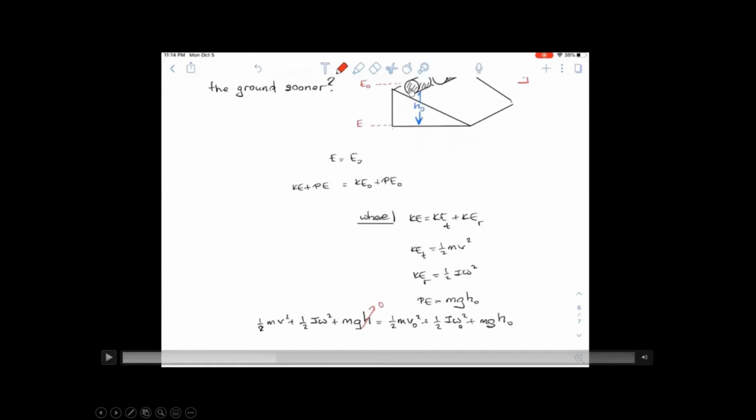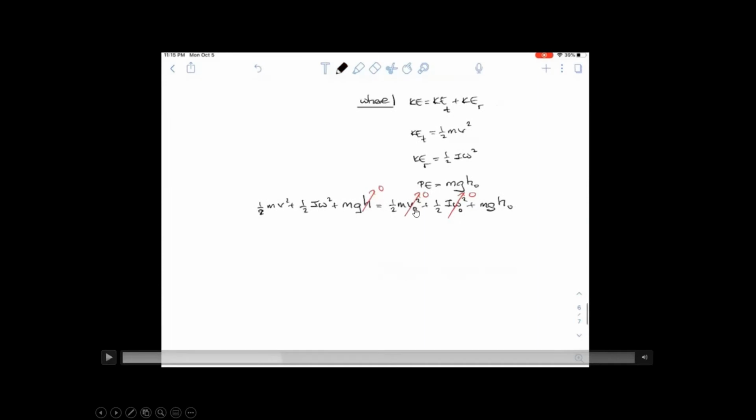It looks nasty, but it's not. We've got zeros. Final height is going to be 0. Initial speeds, the translational as well as the rotational, will be 0. All right, so from here we'll come up with an expression for V. So isolate V.